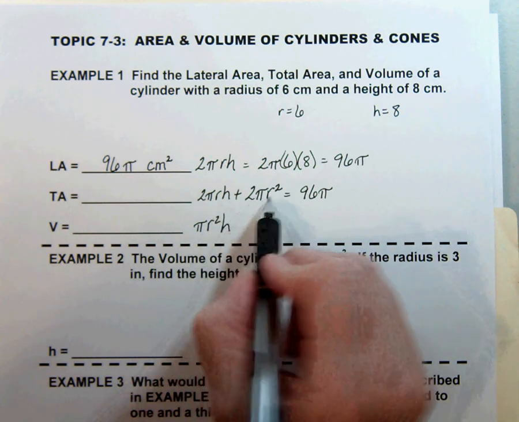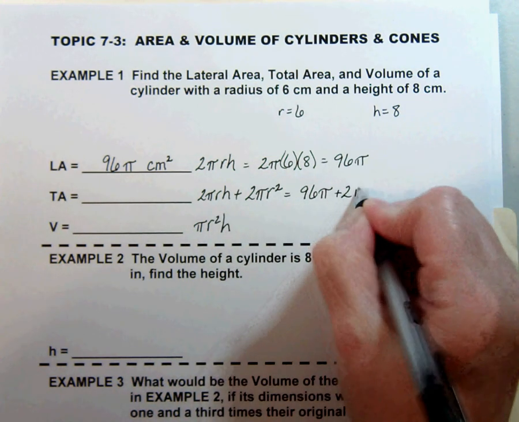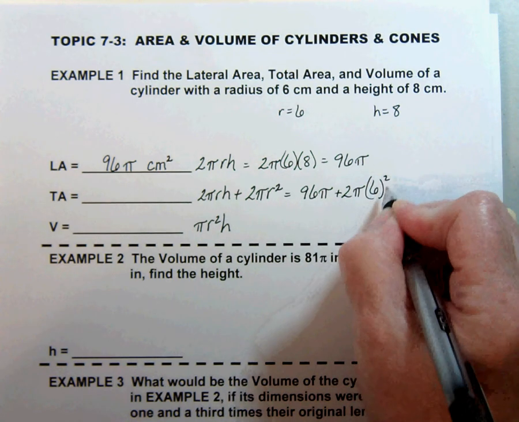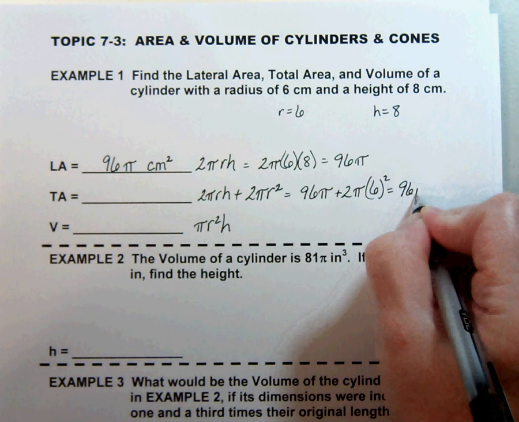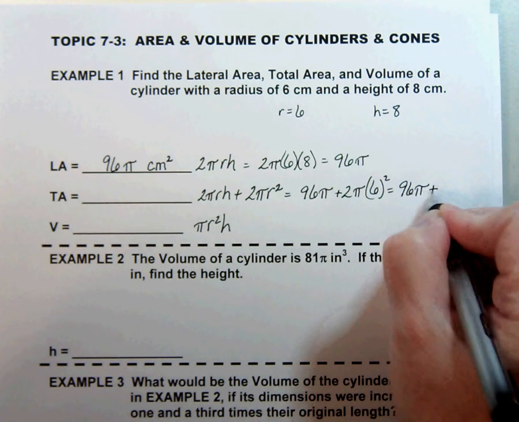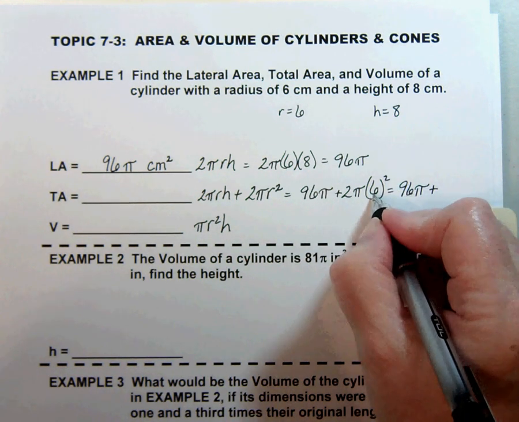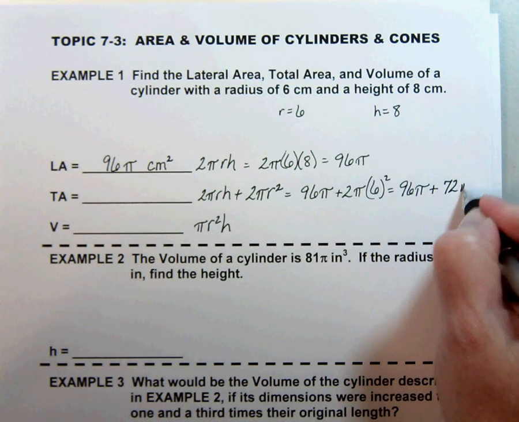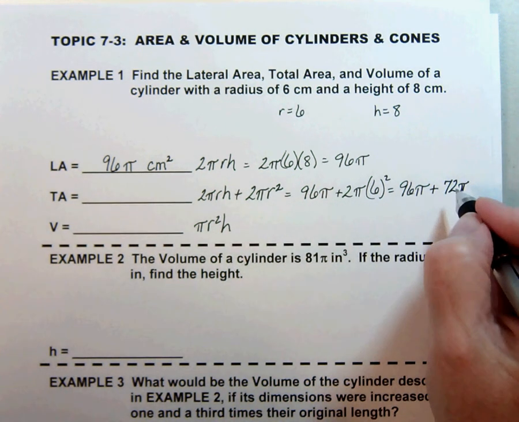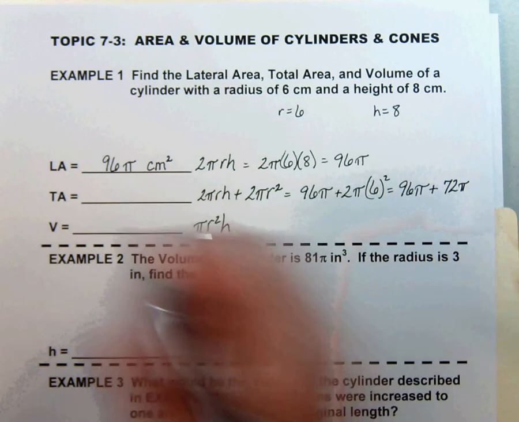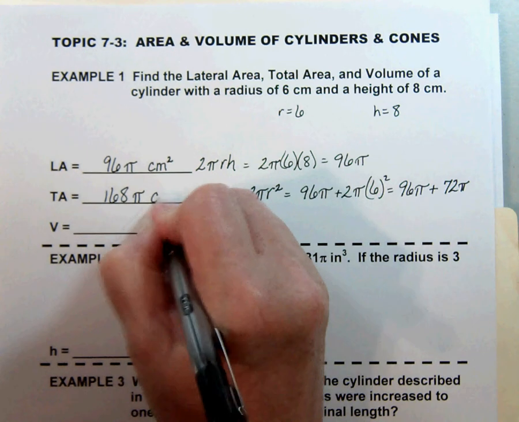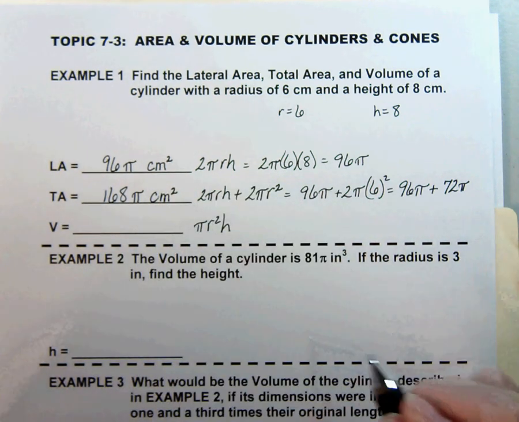So plus 2 pi r squared, we're going to do the radius squared times 2. So that's going to be 96 pi added to 6 squared, which is 36. 36 times 2 is 72, so you're adding 72 pi with 96 pi. That would be 168 pi. And again, it's area, so it's square centimeters.